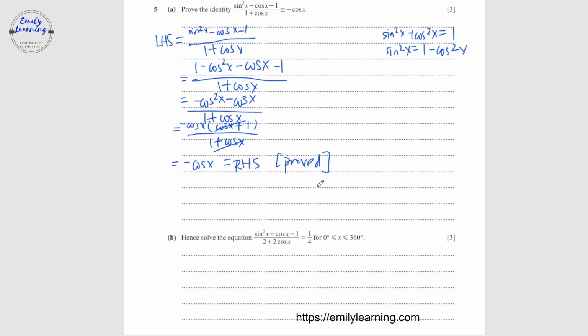Now that I'm done with this, I'm asked to make use of this to solve this one. If I take a look at this, this is sine square x minus cosine x minus 1, same as the numerator here. But here, instead of having 1 plus cosine x, I have 2 plus 2 cosine x. So recall that if I were to multiply this entire thing by 2, I'll have 2 plus 2 cosine x. So that is what I'm going to do.